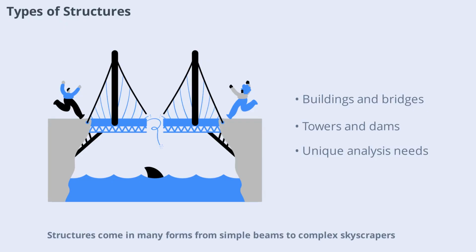Structures come in many forms, from simple beams to complex skyscrapers. In structural analysis, we categorize structures based on their function and design. Common types include buildings, bridges, towers, and dams. Each type has unique challenges and requires different analysis techniques. For example, a bridge must handle moving loads, while a building must resist wind and earthquakes. Understanding these differences is key to choosing the right analysis method for each project.